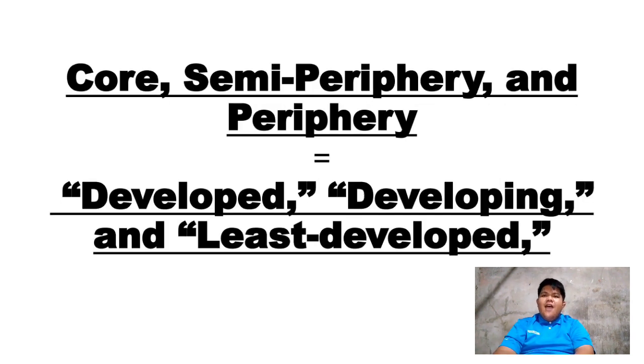That being said, the core, semi-periphery, and periphery are roughly analogous to our socio-economic concepts of developed, developing, and least developed. But the important thing to remember is that world systems theory prioritizes economic dominance over any other factor, and is a way of discussing spatial variations of economic development.